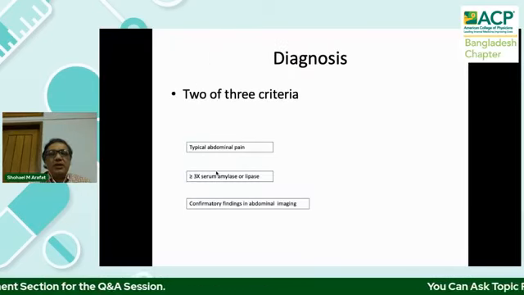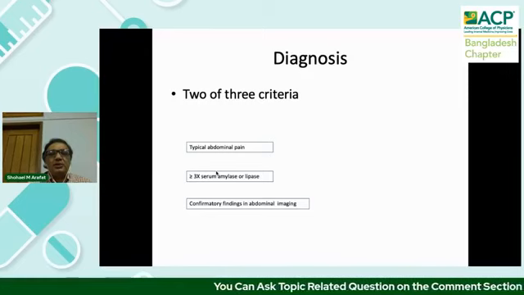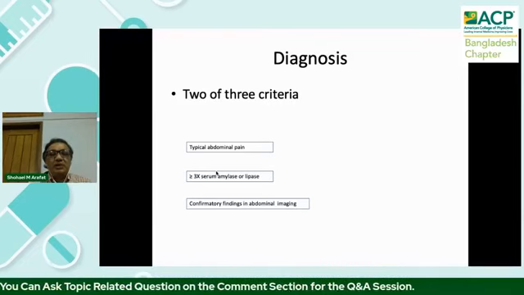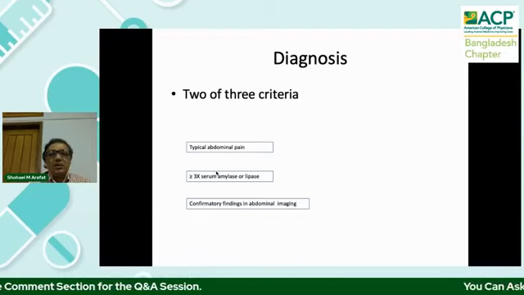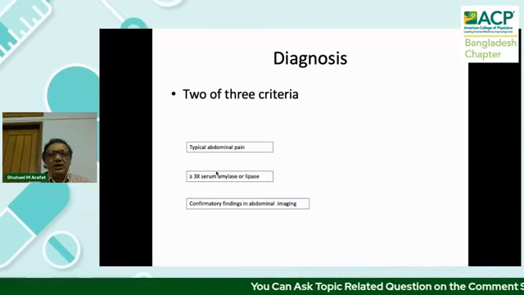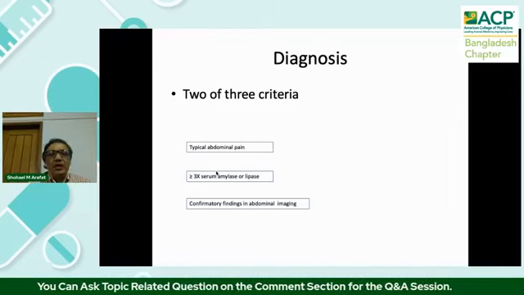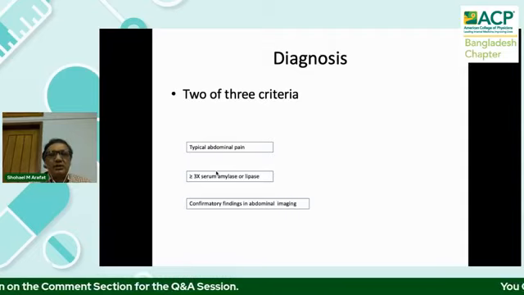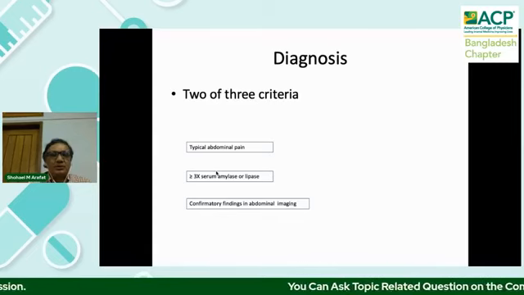When we make a diagnosis, usually we consider 2 out of 3 criteria. One is typical abdominal pain. Number two, serum pancreatic enzymes like lipase or amylase. And last but not least, confirmatory findings on imaging. If you look at these three criteria, I think the first two are a very simple and economical way of making the diagnosis, good enough to label a patient as a case of acute pancreatitis. Not all cases will need abdominal imaging to support our diagnosis.